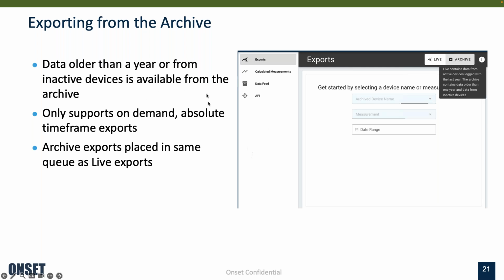One thing to note about the new system is that if you have data that's older than a year or from inactive devices, we will continue to make that available. You'll just access that via the archive. That's going to use the exact same export generation process. You'll just toggle over to the archive, create your export, and it'll also be entered into the same queue as the live data exports.